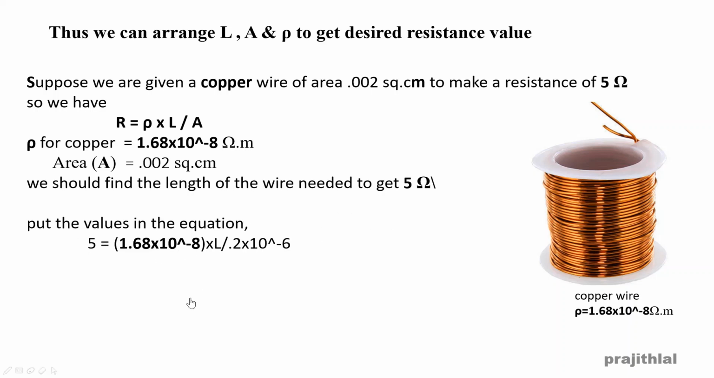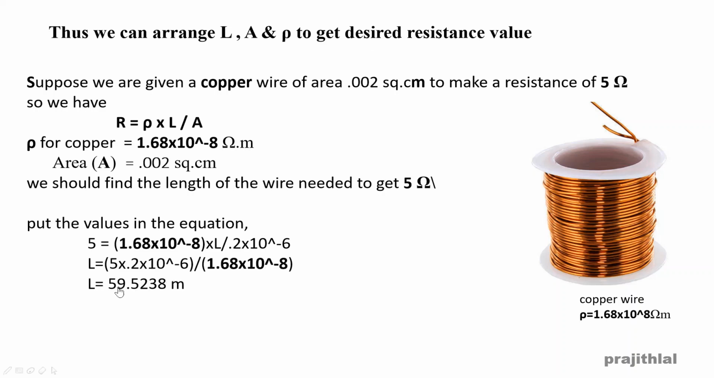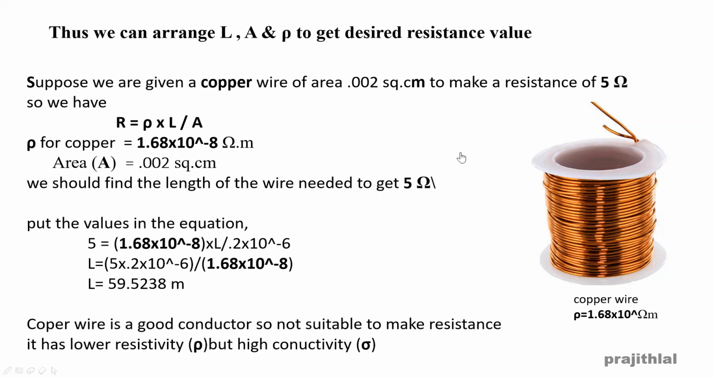Now put the values in the equation. So R equals 5. So 5 equals 1.68 into 10 raised to minus 8 into L by 2 into 10 raised to minus 6. This 10 raised to minus 6 represents the conversion of centimeter square to meter square. So we will get L equal to this much and the final value will be 59.5238 meter. So about 60 meter of copper wire of this cross section is needed to create a resistance of 5 ohm. So copper wire is a good conductor, so not suitable to make resistance. It has low resistivity but high conductivity.